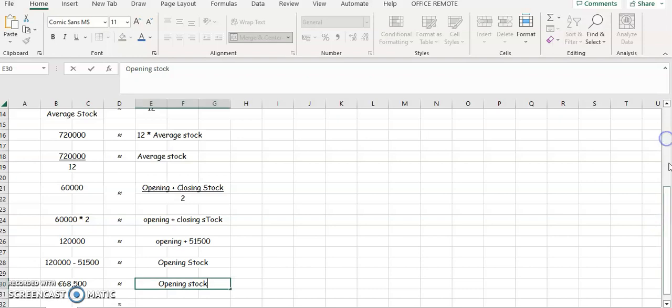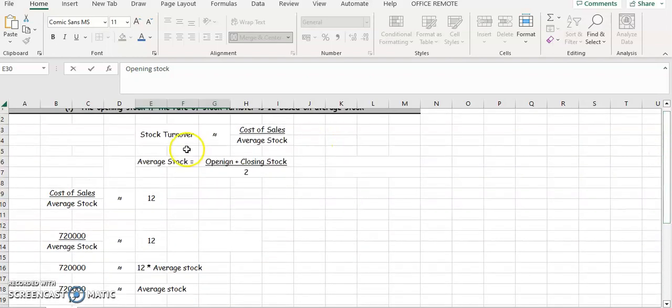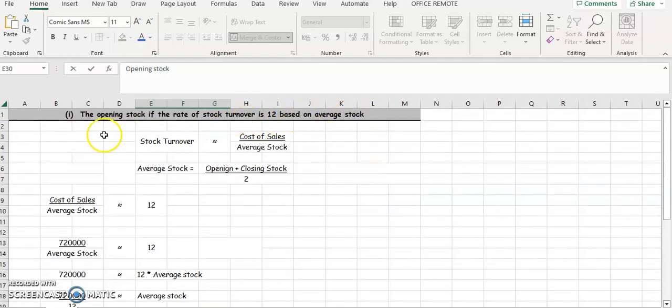So once again, two parts of the question, two formulas. Stock turnover is equal to cost of sales divided by average stock. That's going to be your first part to get average stock on its own. Then we're going to substitute this formula in for average stock. So cost of sales divided by average stock is equal to 12, because that's given to us in the question. It's telling us that the opening stock, if the rate of stock turnover is 12 based on the average stock. So we went into the question and found out what our cost of sales was. So 720,000 divided by average stock is equal to 12.